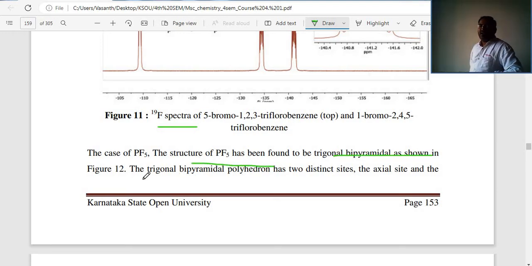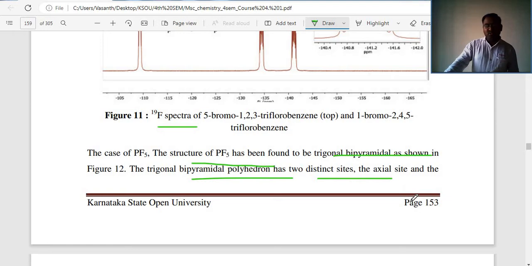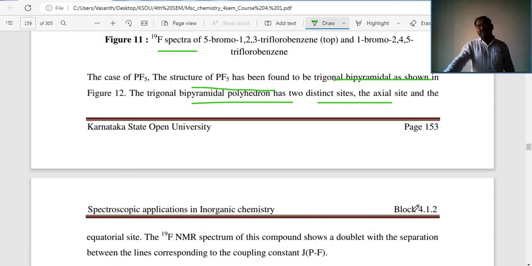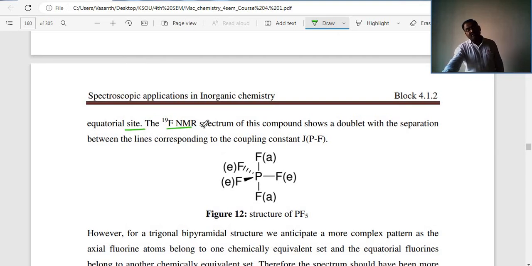Trigonal bipyramidal in the case of phosphorus pentafluoride. The structure of phosphorus pentafluoride has been found to be trigonal bipyramidal, as shown in the figure. A trigonal bipyramidal polyhedron has two distinct sites, the axial site and the equatorial site. The fluorine NMR spectrum of this compound shows a doublet, with the spacing between the lines corresponding to the coupling constant.